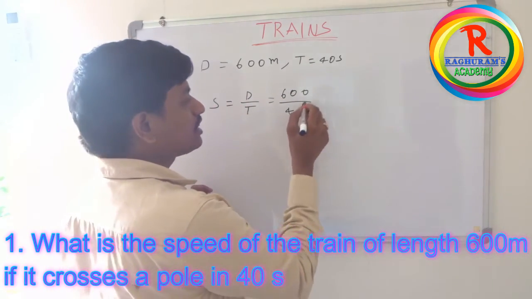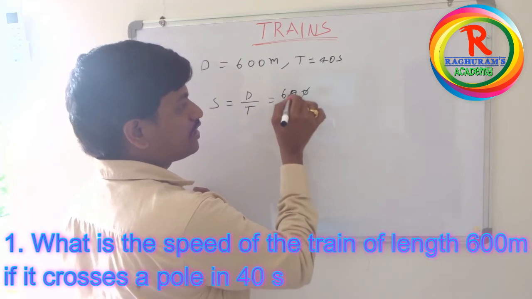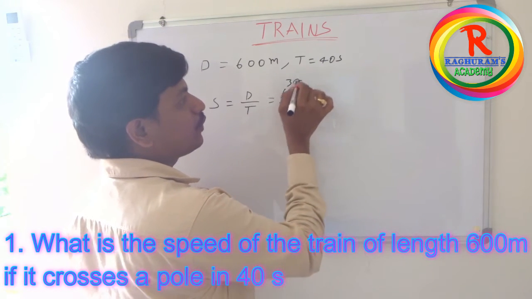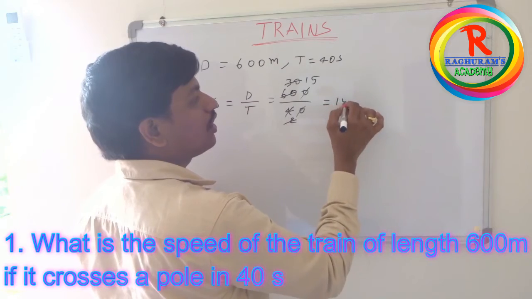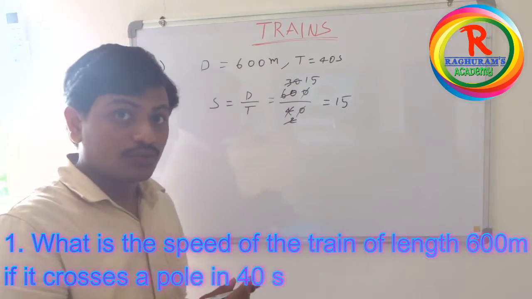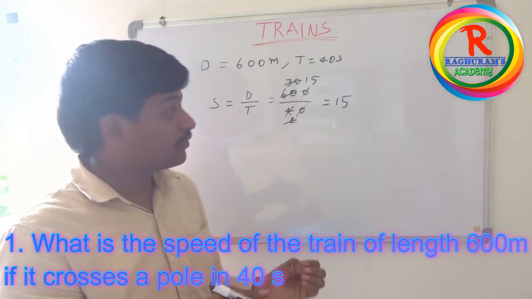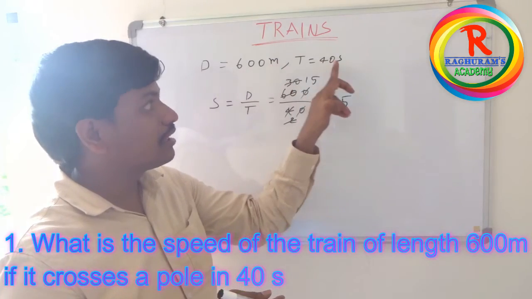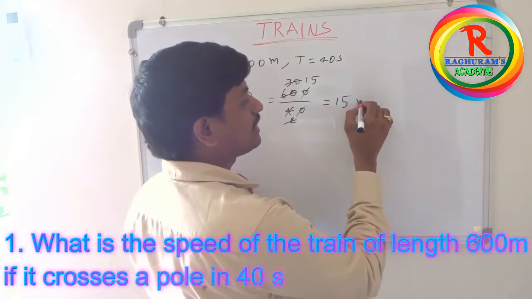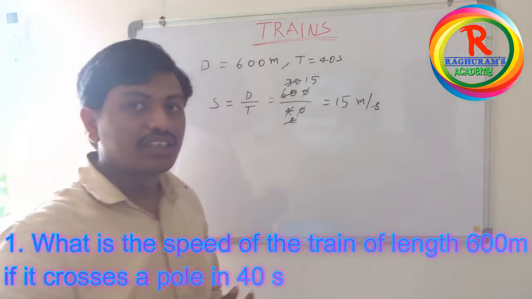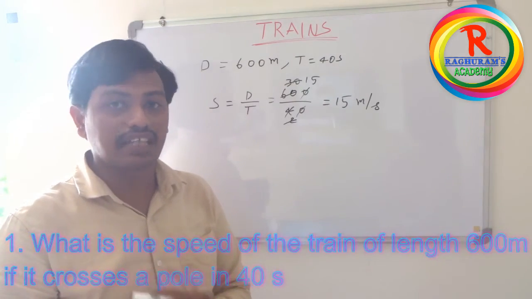Now the cancellation: 0 0 cancel, 2 2s are 2, 2 30s, and again 2 1s, 2 15s. So the answer is 15. What's the speed, meters per second or kilometer per hour? Check here, meters per second. You write like this, meters per second. So the answer is 15 meters per second.